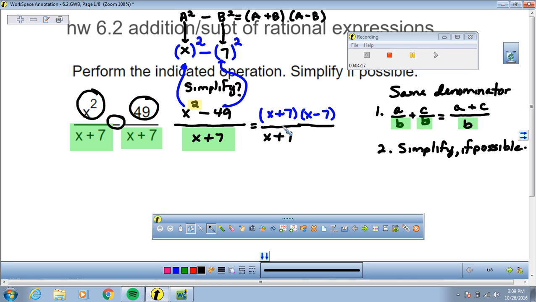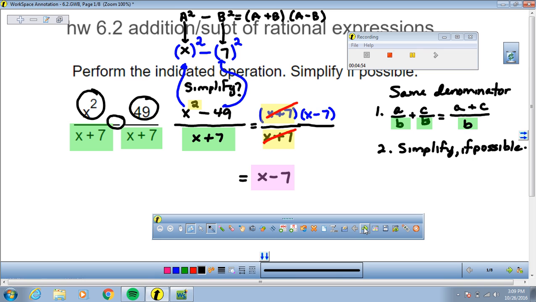Then we have to check if there's any common factor that we can divide out. And right here you can see that we got an x plus 7 on both the numerator and denominator. So that means we can divide out the x plus 7. And my final answer for this problem would be x minus 7 over 1. But we don't have to put the 1 on the denominator. Okay, we know there's a 1 on that denominator, so this is my answer. Okay? Let's go ahead and go to the next type of situation.